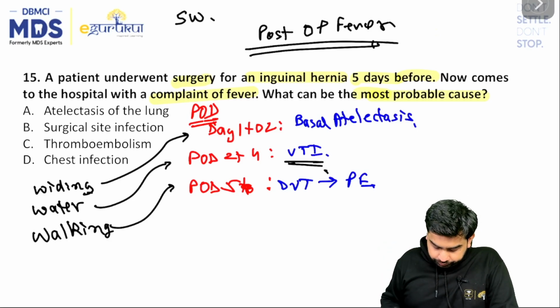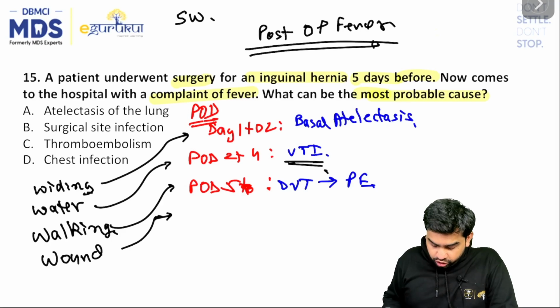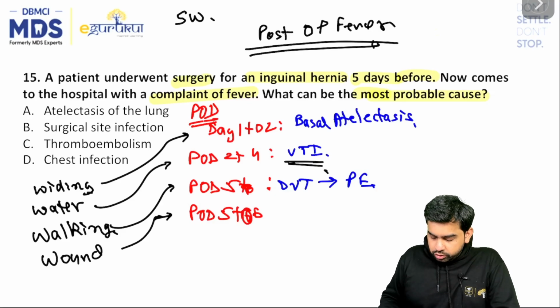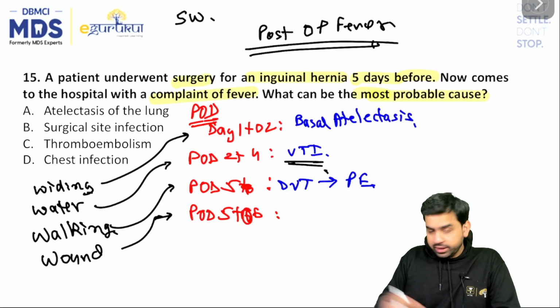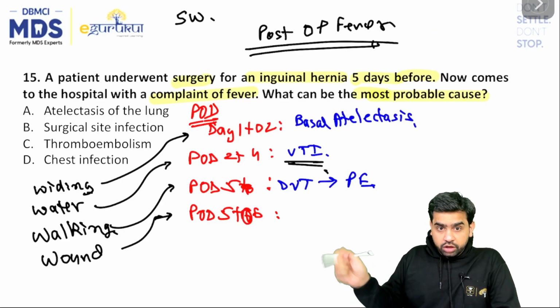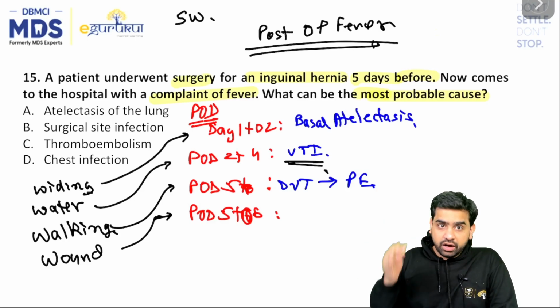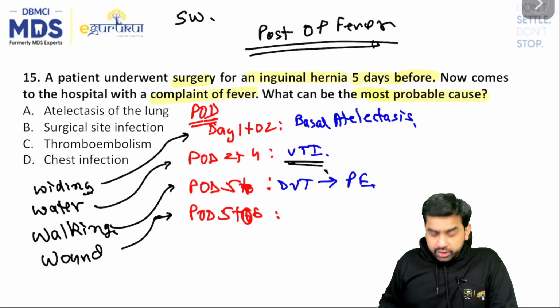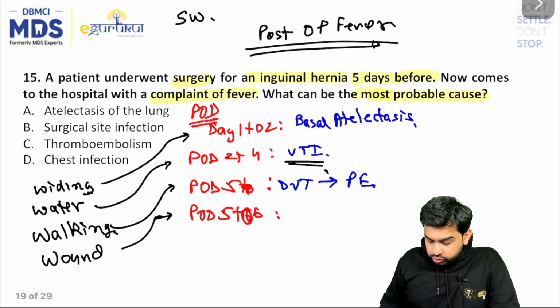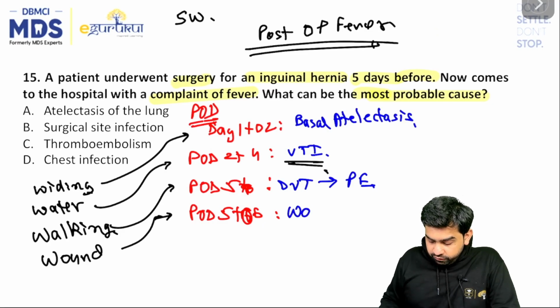Then we have wound. Wound basically means wound infection. So this is post-operative day 5 to 6. Let's assume that we have operated on any particular site, we have given an incision, we have taken the stitches. Now that particular wound may get infected. So over here, after the hernia surgery, that particular wound has got infected, and this is what is referred to as a wound infection.